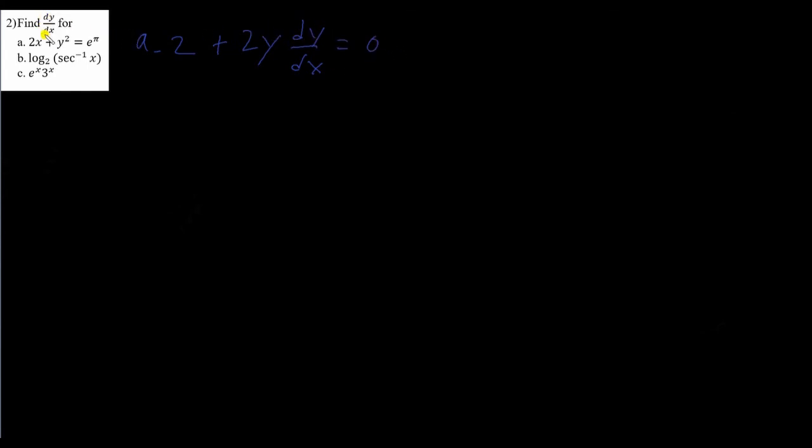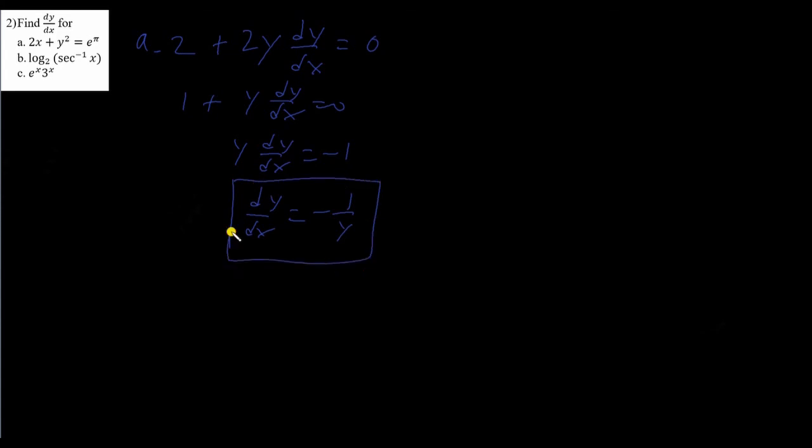We're solving for dy dx, right? So we just need to solve this equation for dy dx. I can divide both sides by 2. So 1 plus y dy dx equals 0. Subtract 1 from both sides. y dy dx equals -1. And then divide both sides by y. dy dx is equal to -1 over y. And there is my answer for part A.